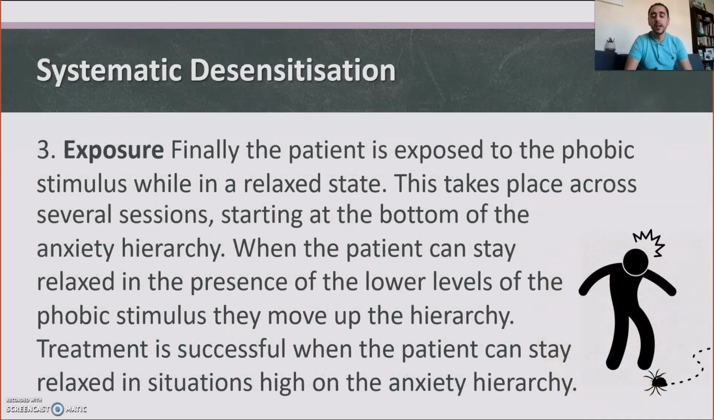And then the third part is the exposure, okay? Finally, the patient is exposed to the phobic stimulus while in a relaxed state. This takes place across several sessions, starting at the bottom of the anxiety hierarchy. When the patient can stay relaxed in the presence of the lower levels of the phobic stimulus, they move up the hierarchy. Treatment is successful when the patient can stay relaxed in situations high on the anxiety hierarchy.